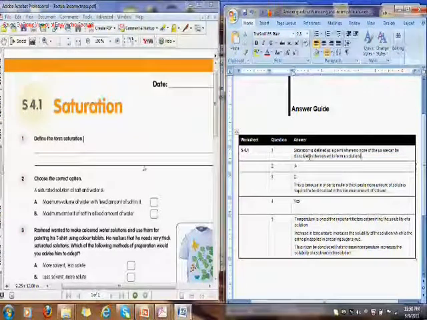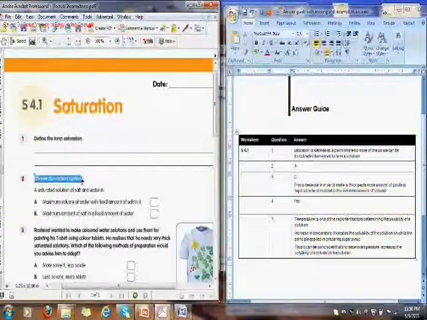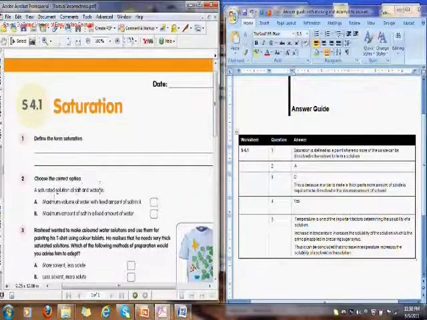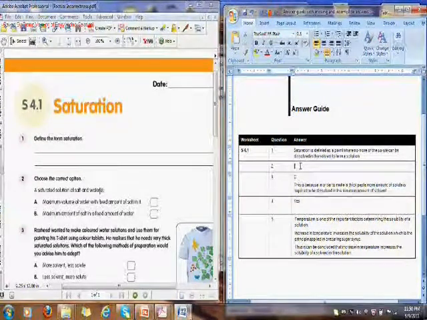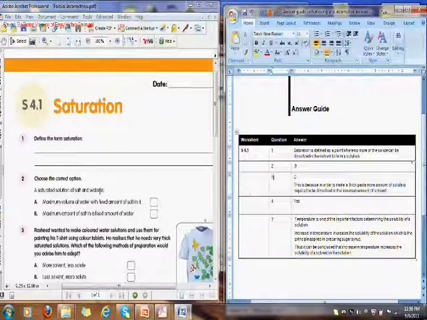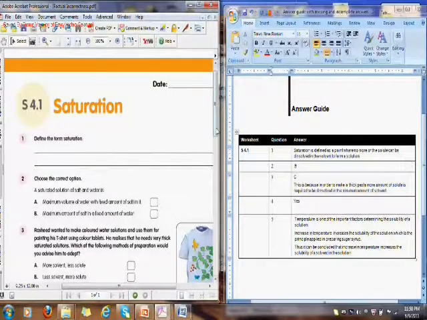Let's look at the second question. Choose the correct option. A saturated solution of salt and water is A. Maximum volume of water with fixed amount of salt in it. B. Maximum amount of salt in a fixed amount of water. Now the answer to this is actually B, but as you can see this is incorrect. It's written A. We'll have to change that and make it correct.